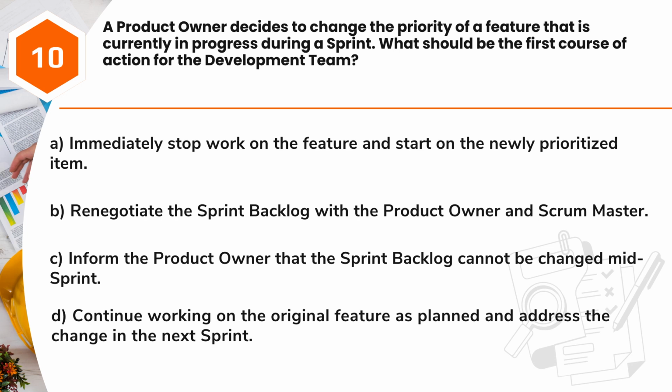Question 10. A product owner decides to change the priority of a feature that is currently in progress during a sprint. What should be the first course of action for the development team?